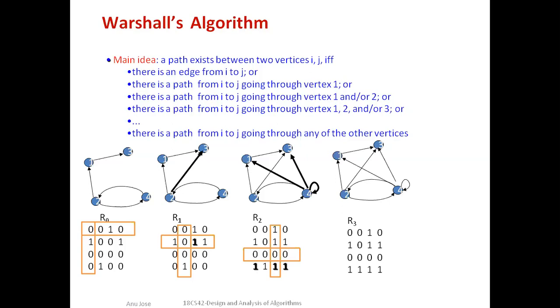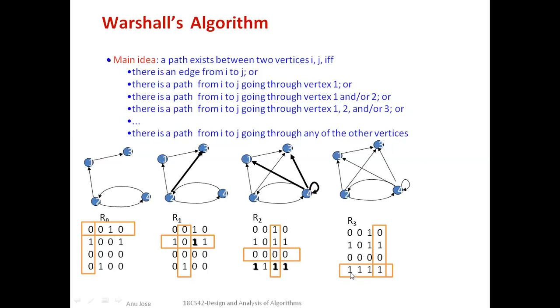For that, which row and which column should I select? The last row, that is the fourth row, and the fourth column I should select for calculating R4 from R3. So the last row and last column I have selected, and those values will be directly copied to R4. And wherever you are having 1, here you are having 1, 1, 1, 1. These three 1s will be directly copied to R4, and the other zeros I should cross-check.